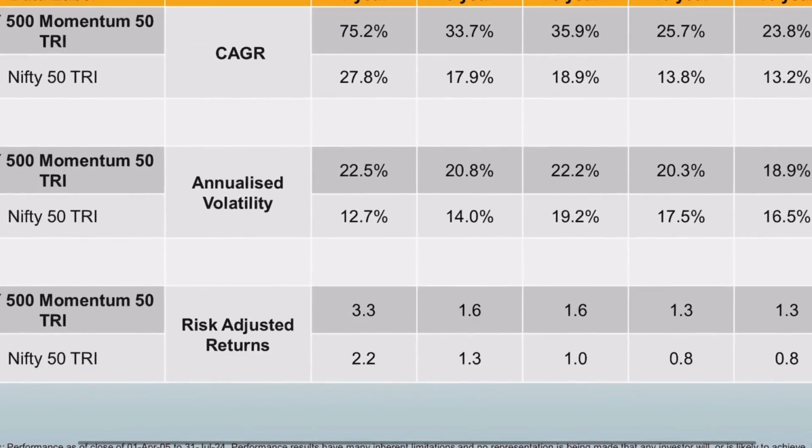And coming to risk adjusted return, basically using the above standard deviation, Sharpe ratio will be calculated. Sharpe ratio for Nifty 500 Momentum 50 TRI, total return index, is 3.3 in 1 year. Above 1 is good, friends. This fund has 3.3. For Nifty 50, Sharpe ratio is 2.2.